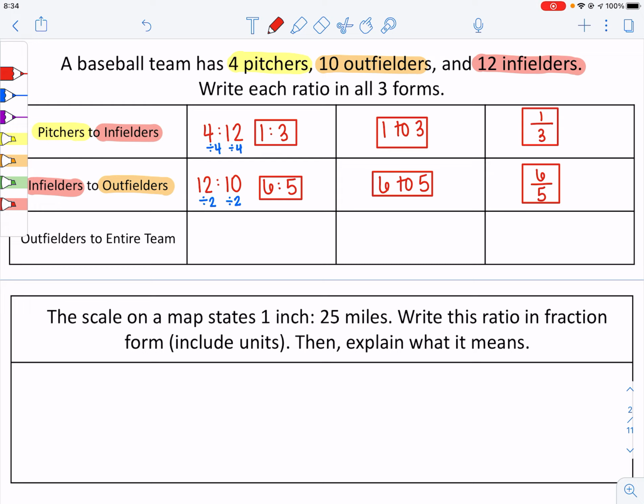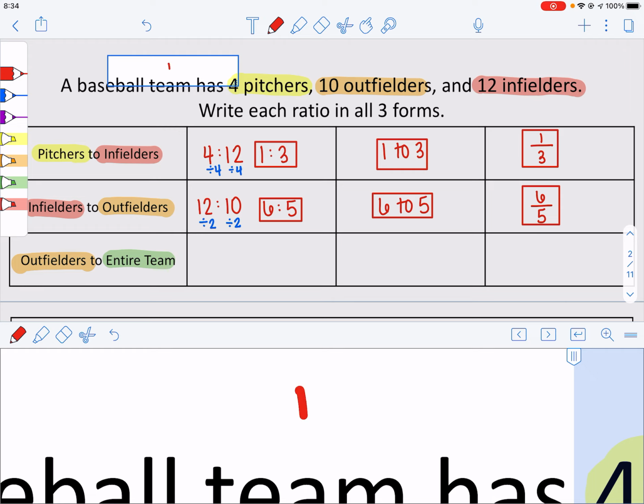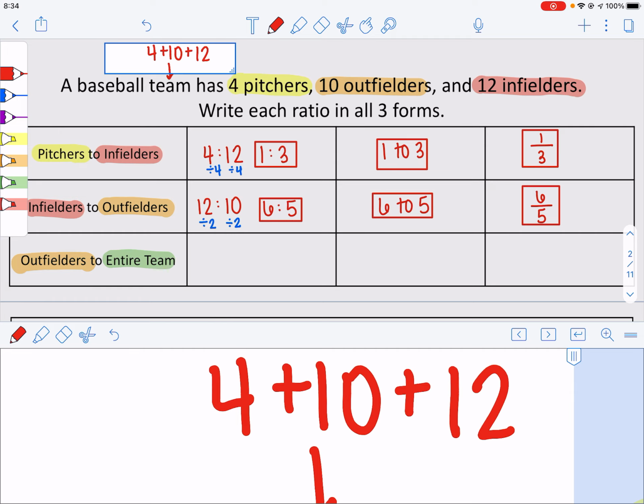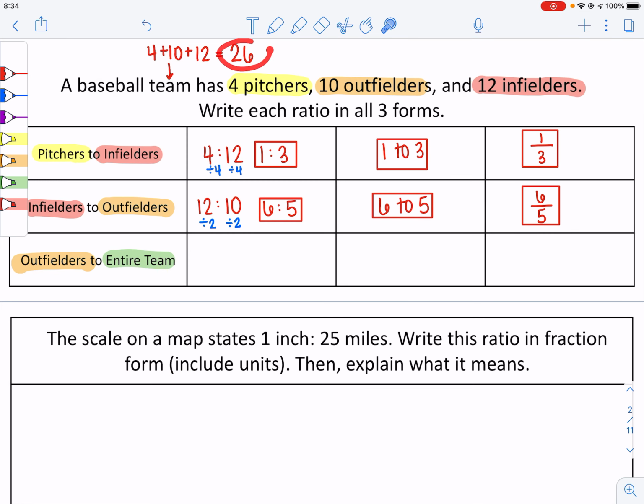All right, and then lastly, they want the number of outfielders to the entire team, like everybody on the team. Okay, so the entire baseball team, if they want the whole team, that would be the 4 pitchers, the 10 outfielders, and the 12 infielders. When you add that all together, we get 26 total people on the team. So that's our entire team part.